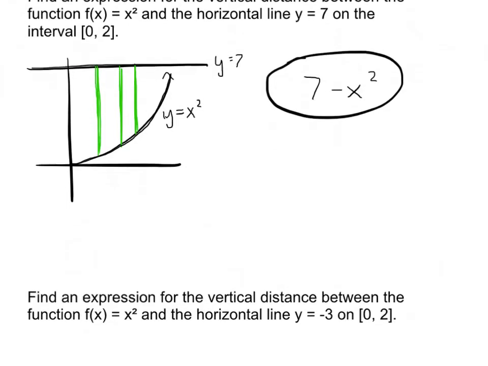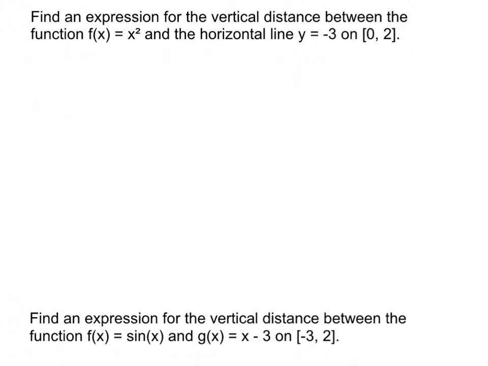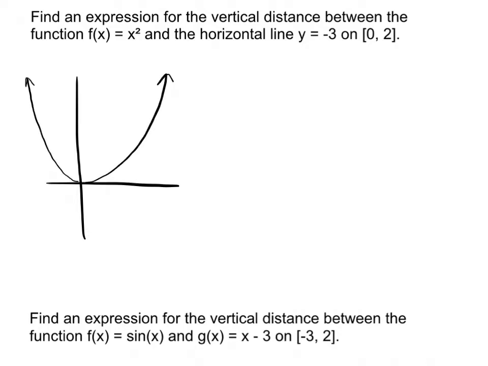But we've got another one up here. Next, find an expression for the vertical distance between the function f of x equals x squared and the horizontal line y equals negative 3, again on the interval from 0 to 2. So again, I'll take my x squared function, here it is. I want the distance between that and the horizontal line y equals negative 3. Again, this function is y equals x squared. This function here is y equals negative 3. And I want the vertical distance between them.